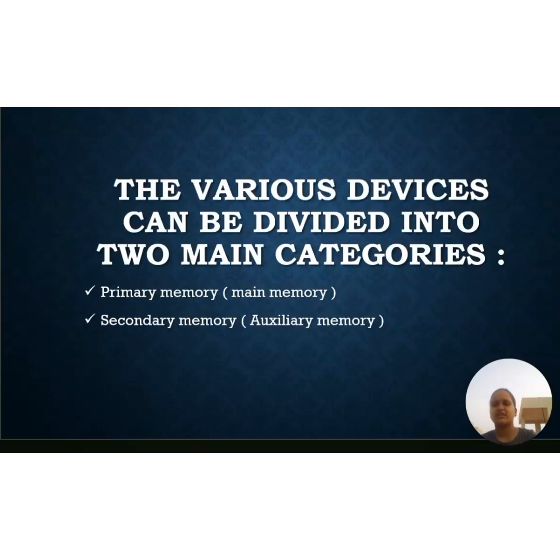Next, the various storage devices can be divided into two main categories. One is the primary memory. Primary memory is considered the main memory. The secondary memory is considered an auxiliary memory.